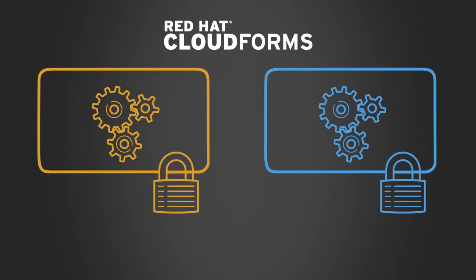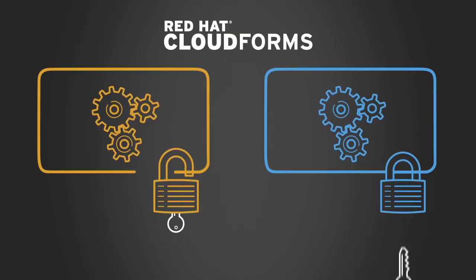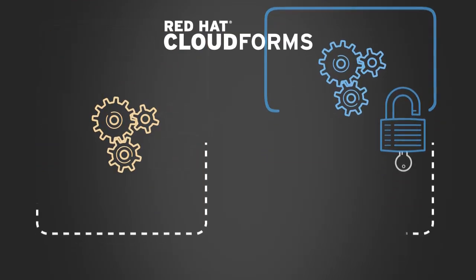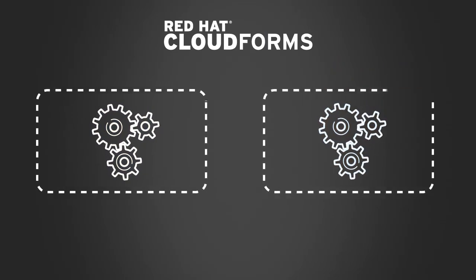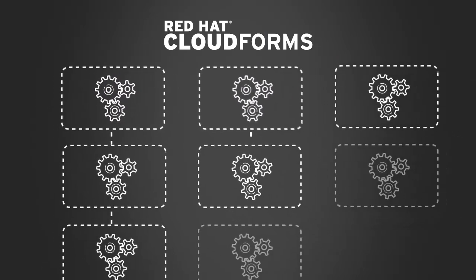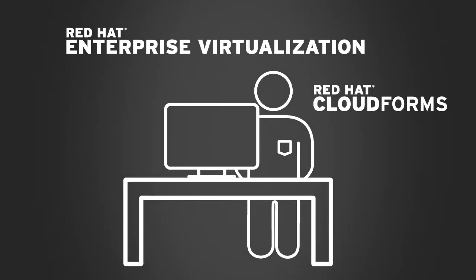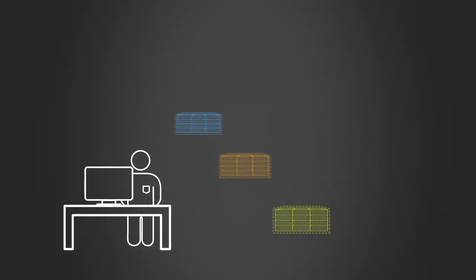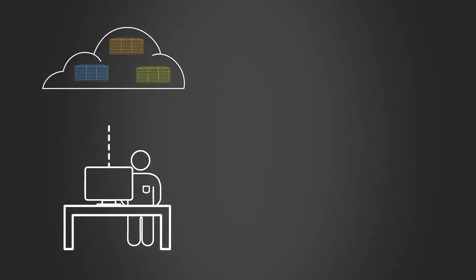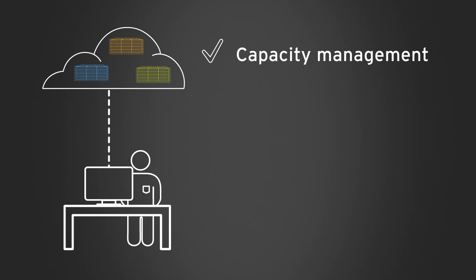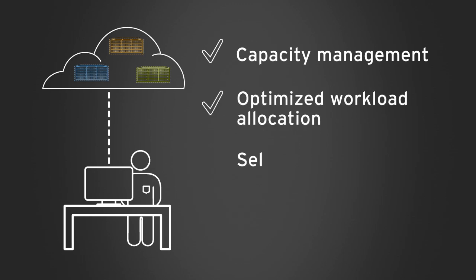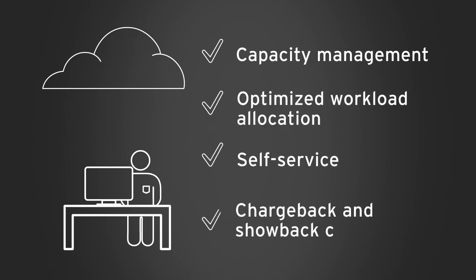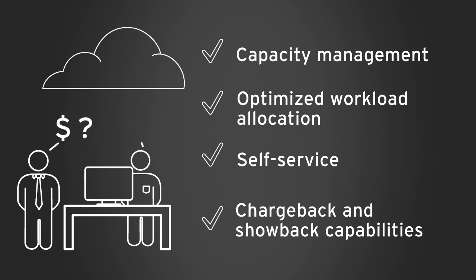With Red Hat CloudForms, administrators can avoid vendor lock-in by easily migrating workloads to lower-cost virtual platforms and obtaining seamless operations across multiple hypervisors. Red Hat Enterprise Virtualization and Red Hat CloudForms enable you to leverage your existing enterprise virtual platforms and transform them into private cloud models that enable capacity management, optimized workload allocation, self-service, and chargeback-showback capabilities required for effective cloud orchestration of resources across multiple hypervisors.